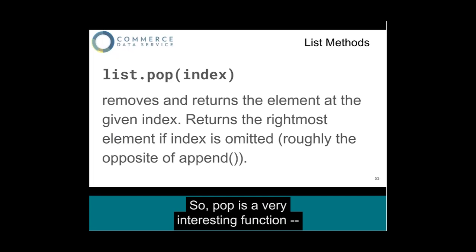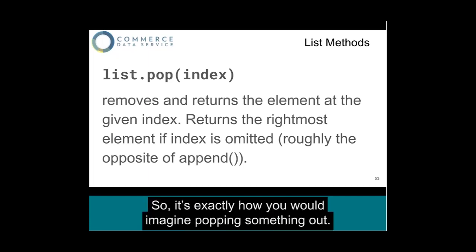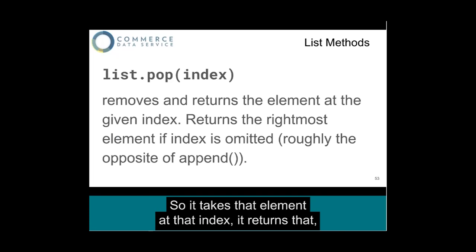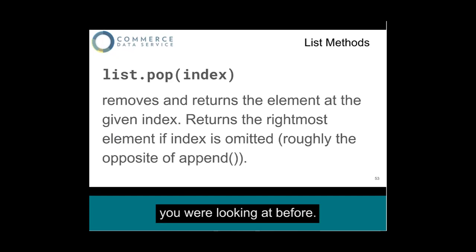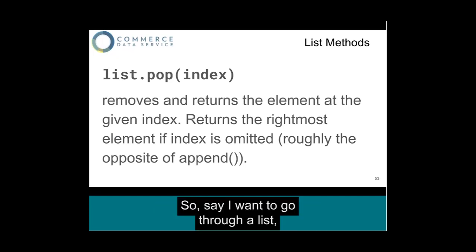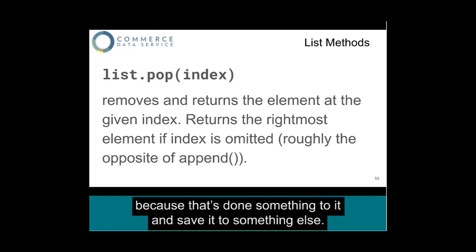So pop is a very interesting method, and what it does is you give it an index, so the place in a list, and it pops it out. So it's exactly how you would imagine popping something out. It takes that element at that index, it returns that, but it also deletes it from the list that you were looking at before. So say I want to go through a list, but each time I find something at this index, I want to remove it from that list because I've done something to it and saved it to something else.